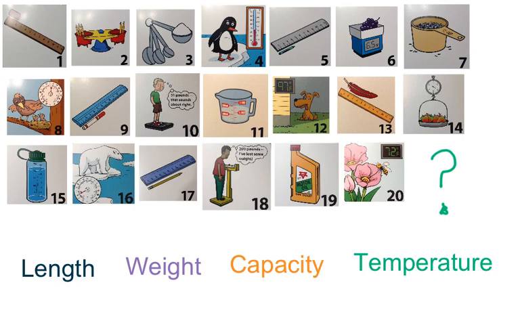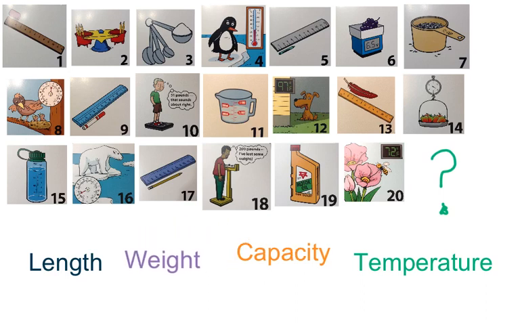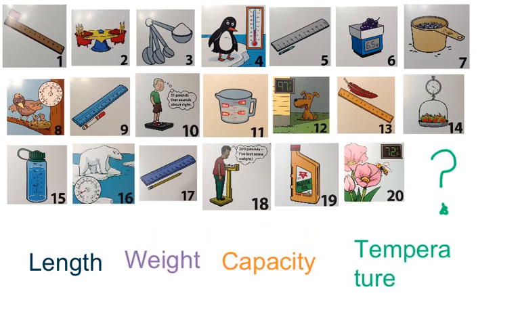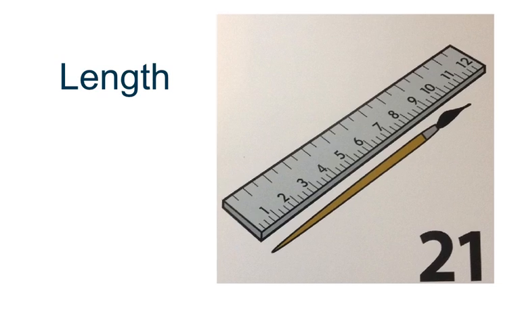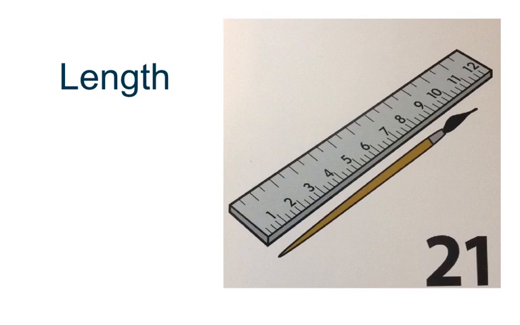Remember that for April, our calendar pieces will represent length, weight, capacity, or temperature. Here are the calendar pieces that we've had so far. Yesterday was temperature. Looking at our pattern, go ahead and write down your prediction. What will today's piece show us? Once you've written it down, we'll see if you're correct. If you said length, nice job. April 21st is showing us length.